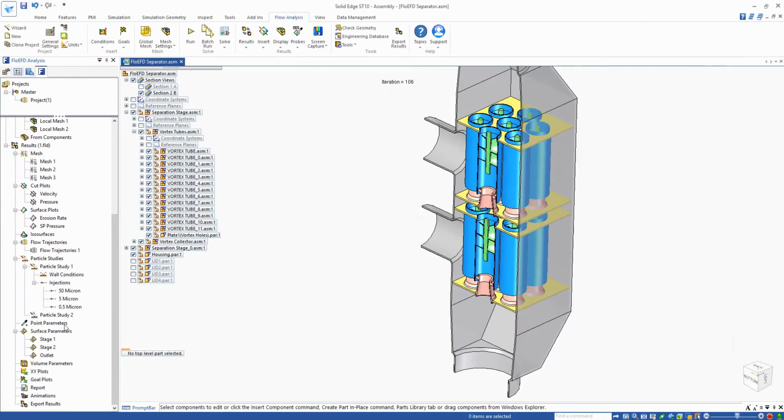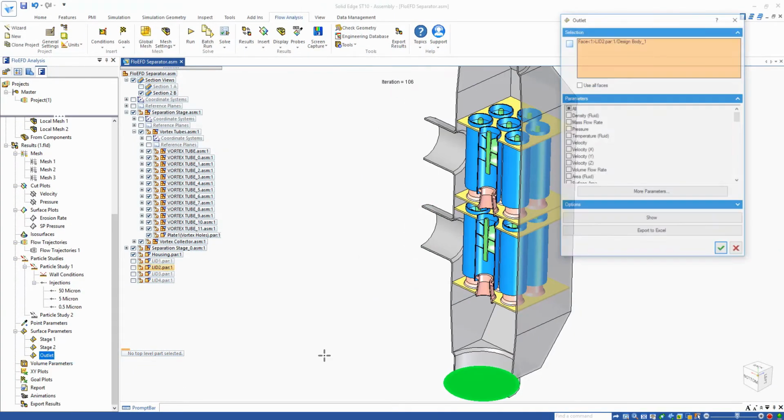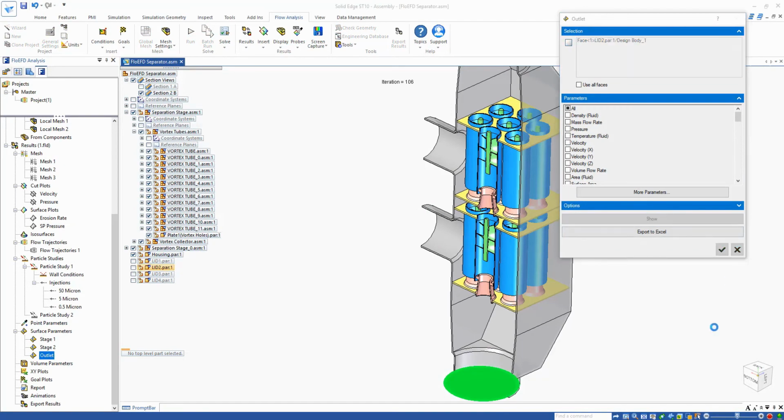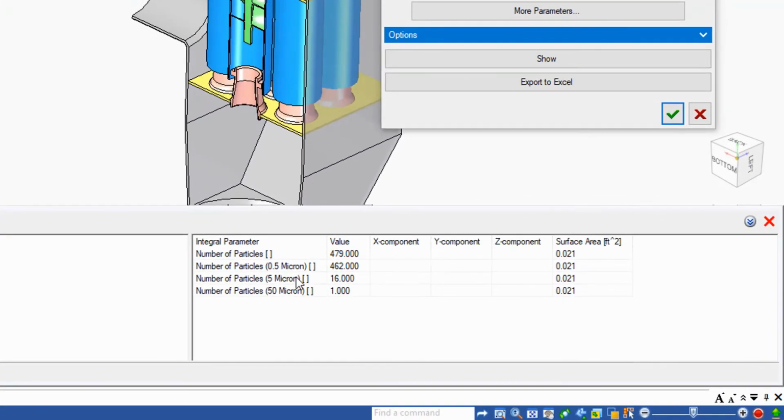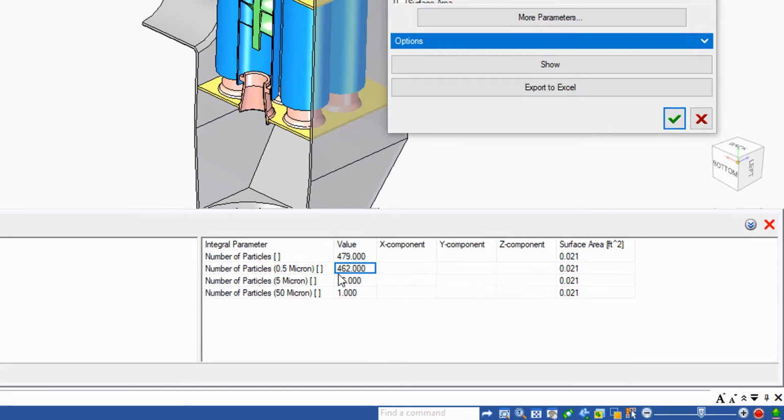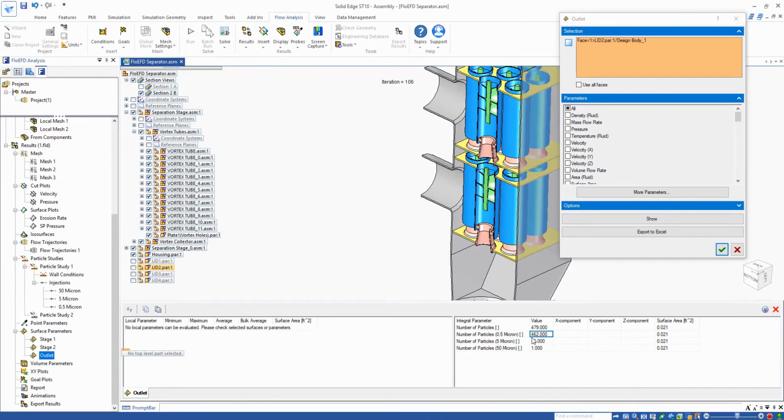And then finally, if we look on the outlet to understand how many particles are going down there, we can see that only 0.1% of the 50 microns are getting through, but for the 0.5 micron, you can see 462 of the original 1,000 particles are getting through. So only a 53% separation efficiency at 0.5 micron.